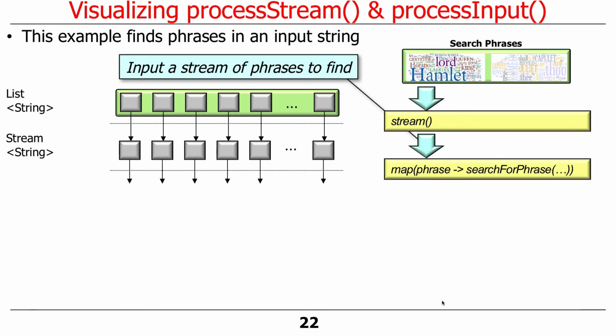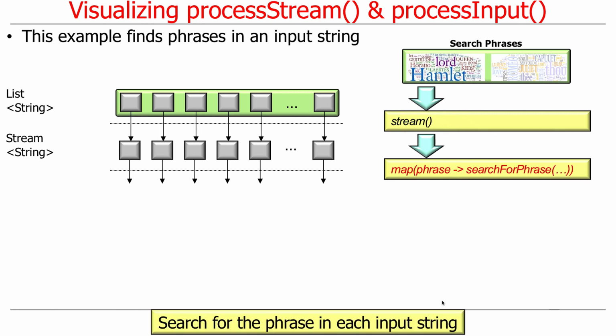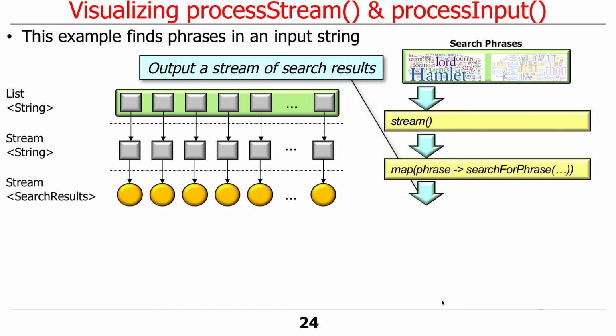Surprise, surprise. That is then fed as the input into the map method, and the map is going to search for the phrase. So it's going to look in the input string and see if it can find a match of that particular phrase, one phrase at a time. We'll see how that gets done. That uses the regular expression pattern matching I was talking about earlier. And the output of that is then a stream of search results, where a search result keeps track of where in that input the phrase was found, what starting index the phrase was found. And it may be found multiple times, it may not be found at all.